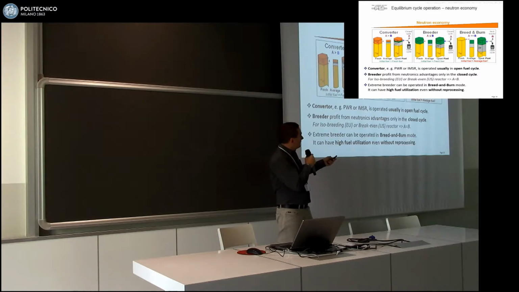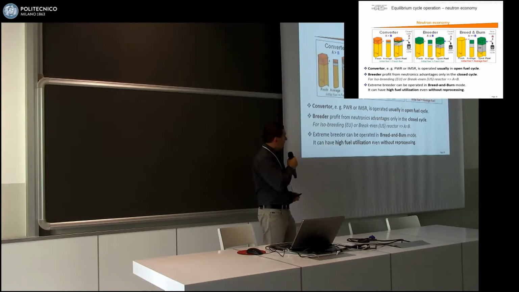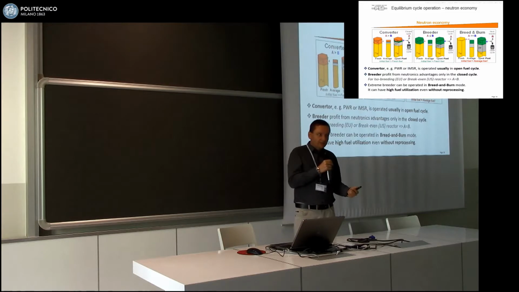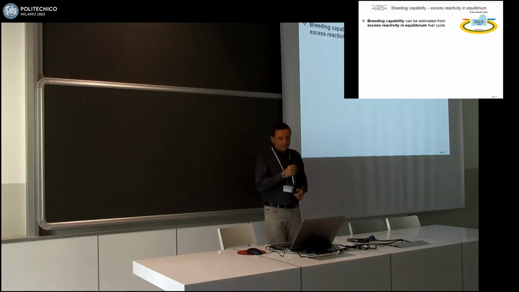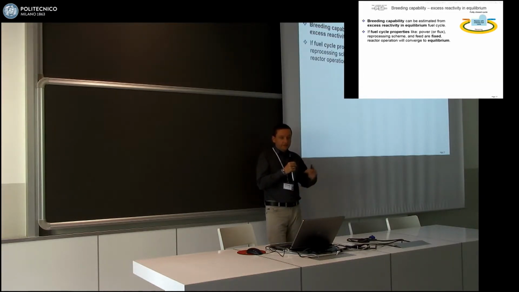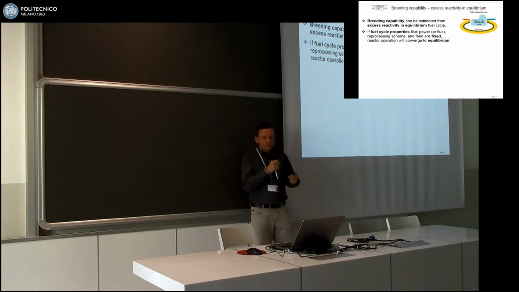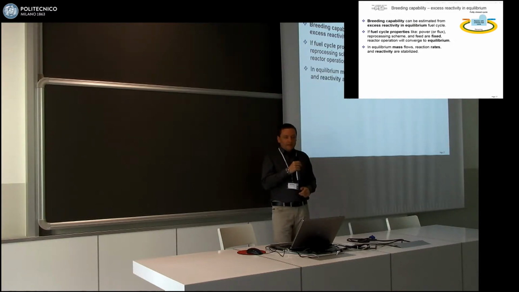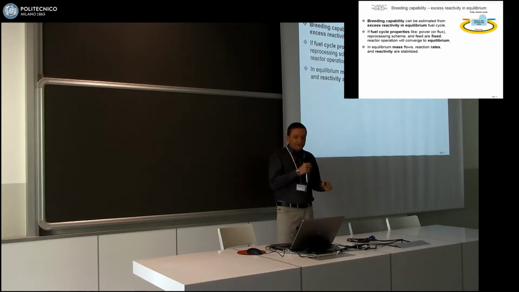And to initialize this reactor, you need average plutonium content in the initial core. So now, if you want to assess if a reactor is a converter, breeder, or breed-and-burn reactor, you should evaluate the performance in equilibrium closed cycle. So we did that actually when you fixed all the fuel cycle properties like the power, the reprocessing scheme, the feed, then it converges to an equilibrium composition, and reactivity and mass flows are stabilized.